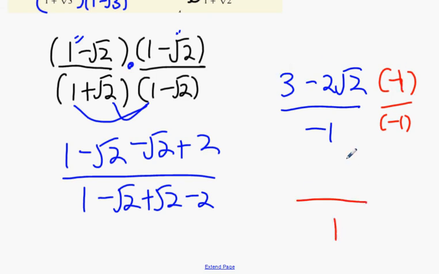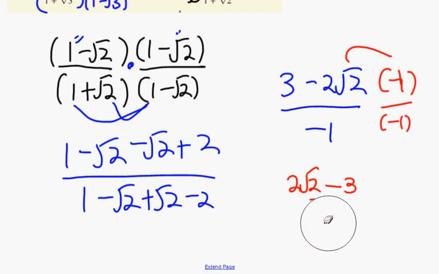Minus 1 by 3, minus 1 by minus 2 root 2. So the answer is 2 root 2 minus 3. That's the one that got rid of the denominator on the bottom.